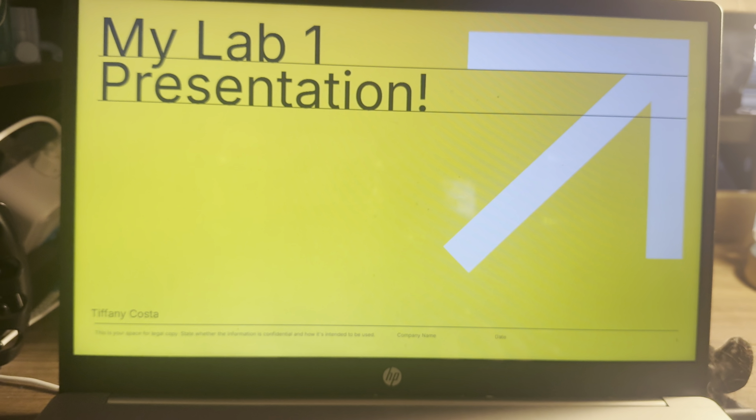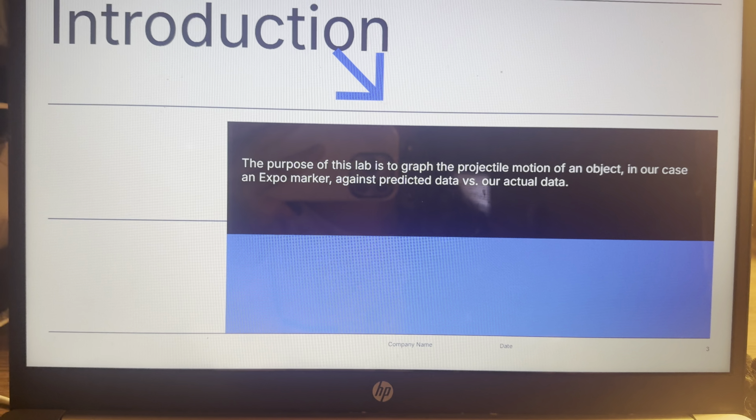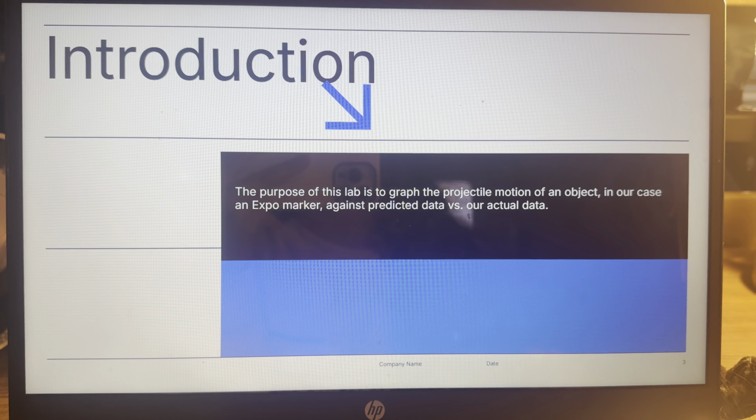There's the introduction, main ideas, our lab, and conclusion. For our introduction, the purpose of this lab was to graph the projectile motion of an object. In our case, we used an expo marker, against predicted data versus our actual data. We put the expo marker up against the table, so it only moved in the x direction, so we only worried about the x direction.